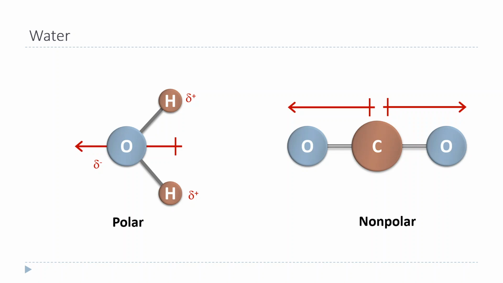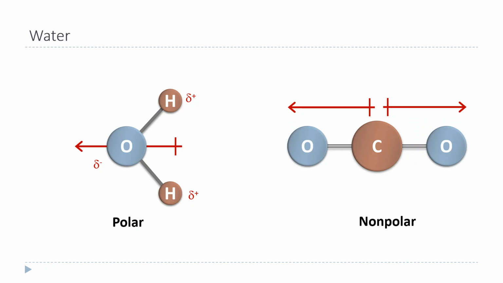And so a water molecule has an uneven distribution of charge. That means one side is slightly negative and one side is slightly positive. The oxygen atom is slightly negative and the two hydrogens are slightly positive. So what we say is that water is a polar molecule. It has two poles, a positive pole and a negative pole. Again, even though the net charge is zero.